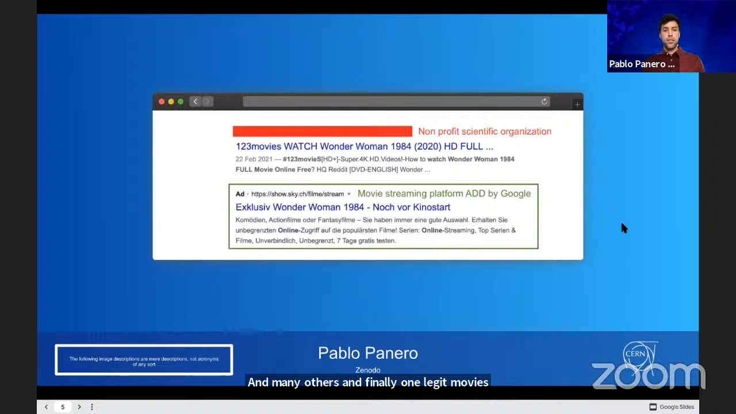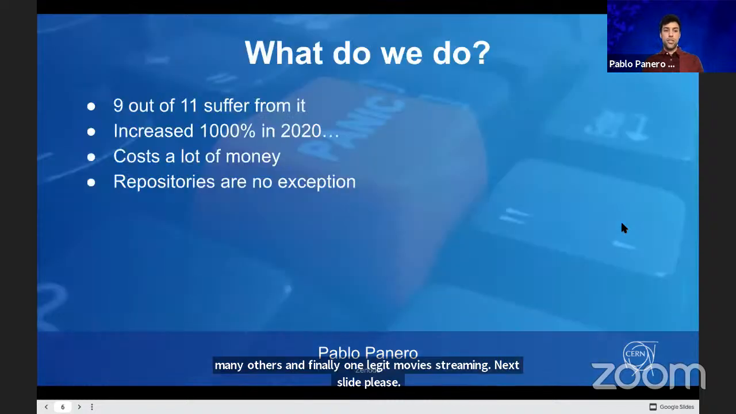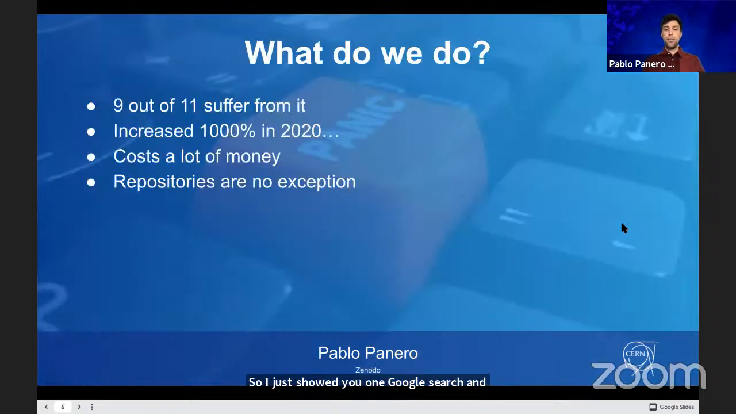Next slide, please. So I just showed you one Google search, and 9 out of 11 were repositories suffering from spam. So imagine the general case. In Zenodo, we discovered a 1,000% increase just in 2020. So it's quite scary. And this costs a lot of money in terms of storage, bandwidth, or potential legal actions on copyrights and so on. Social networks and many other platforms are dealing with it. Sadly, repositories are no exception.